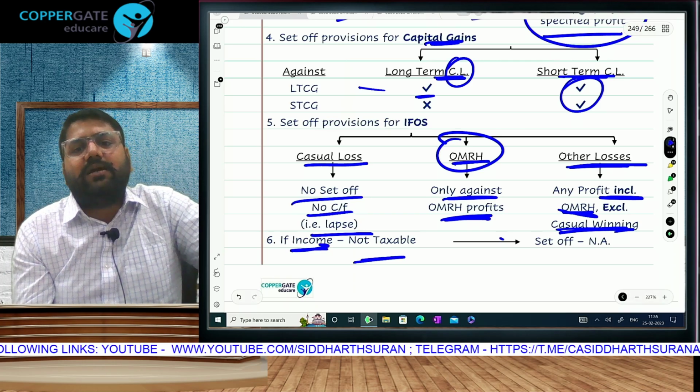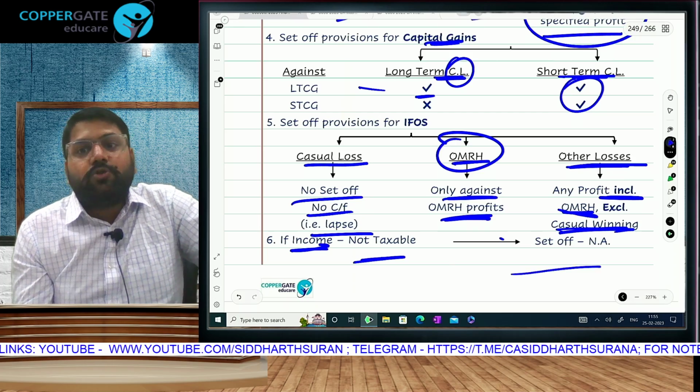And if in a particular case the income is not taxable, if an income is exempt, toh uska losses will lapse.